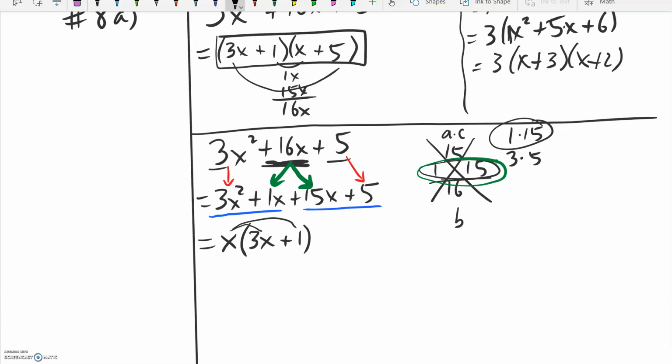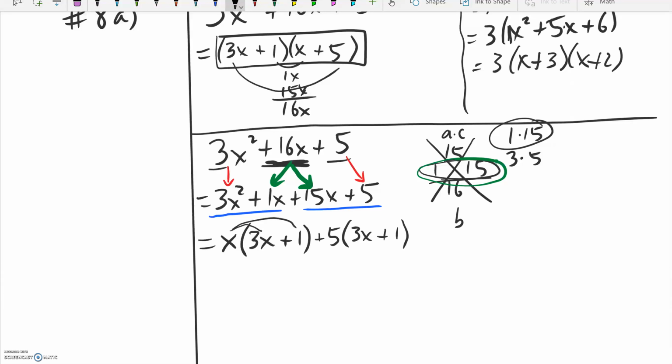What's in common to those? What could you divide out? Well, they don't both have an x, but you can factor out a 5. And it's a positive 5, so we'll put plus 5. And then the stuff left behind would have to be a 3x, because 5 times 3x is 15x. And then 5 times 1 is going to be 5.